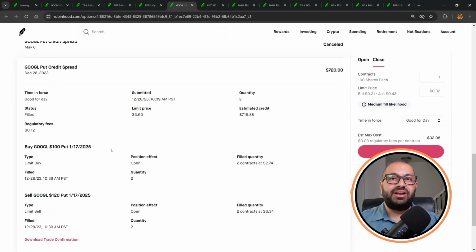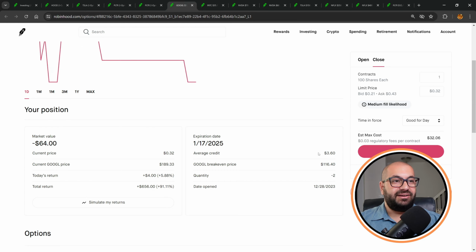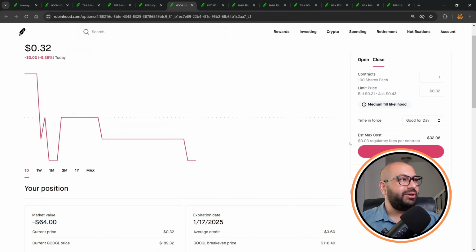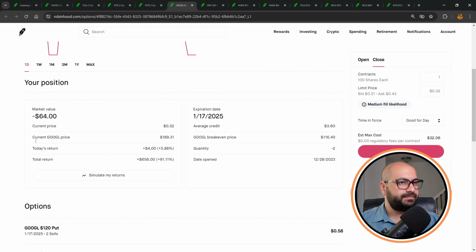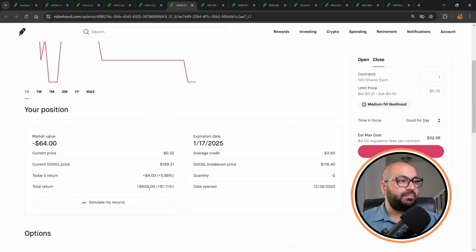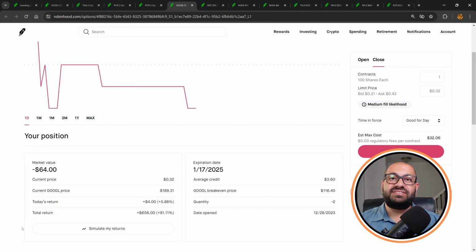So I'm collecting $720 in credit right now for a trade that has a maximum risk of losing $2,000, which is the difference between 100 and 120 multiplied by 100 shares. We can buy to close right now for $32. The unrealized return is 91%, or $656. This put credit spread still has 7 months to expiration, but we are collecting an amazing return. There's nothing preventing us from closing it ahead of time.